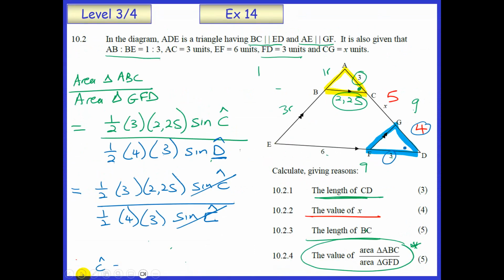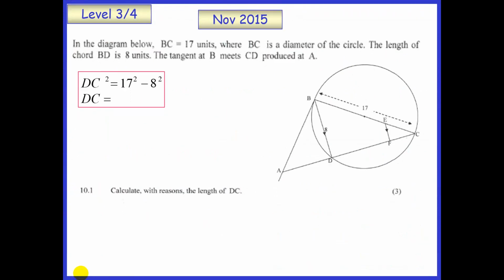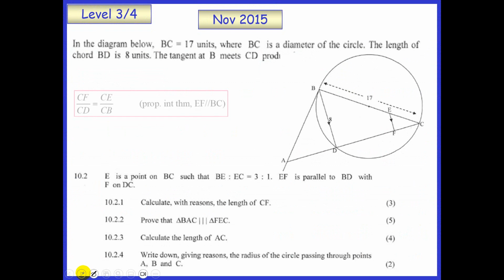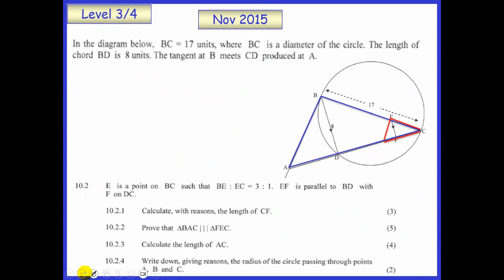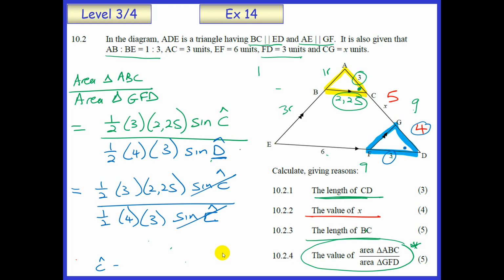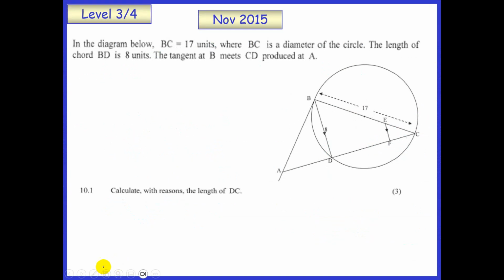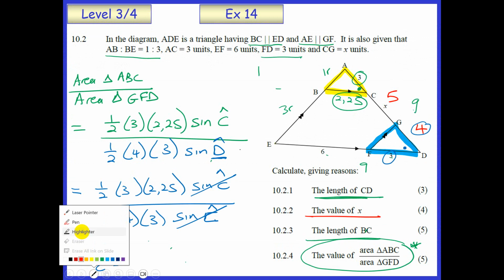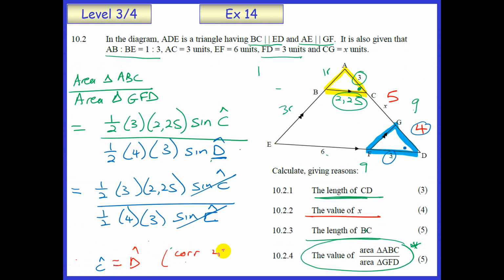Sorry, I think we skipped something there. Let's get back. I went a little bit too far. Sorry about that. Okay, we were concluding there that angle C is actually equal to D, and our reason there would be corresponding angles, and the lines that are parallel are BC parallel to ED.